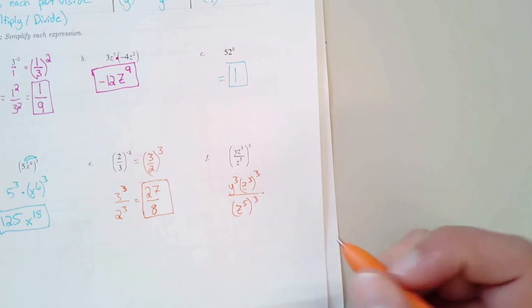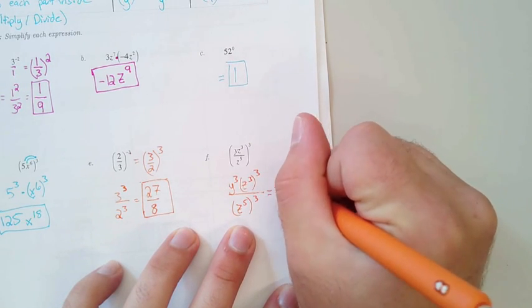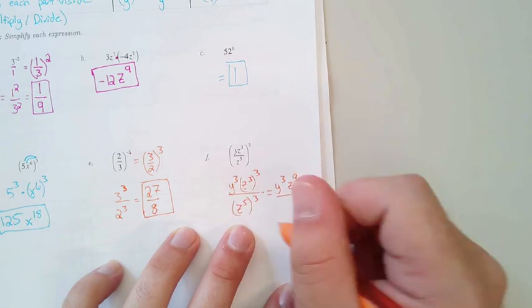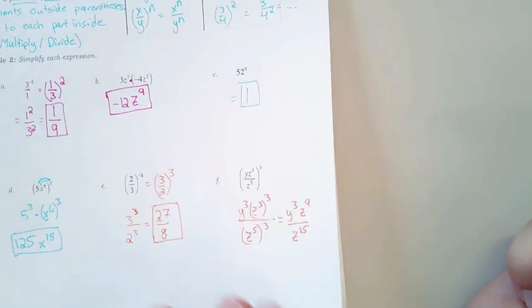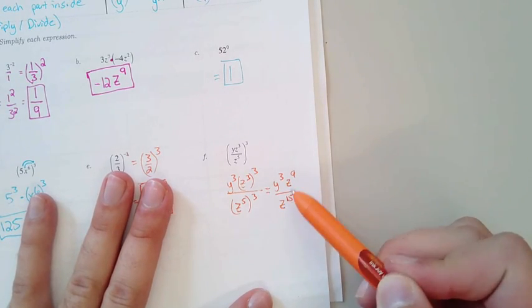With my parentheses get multiplied. So this is going to be a y to the 3rd and a z raised to the 9th over, the 9 is from 3 times 3. And then z here, I'm going to have 5 times 3, which is 15. Okay, now, that might look simplified because all of my powers are positive, but if I look closely, I have 2 groups of z's here. I need to combine those together.